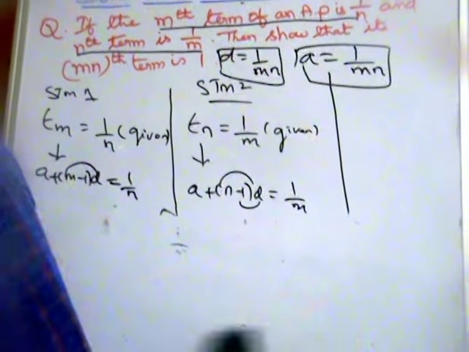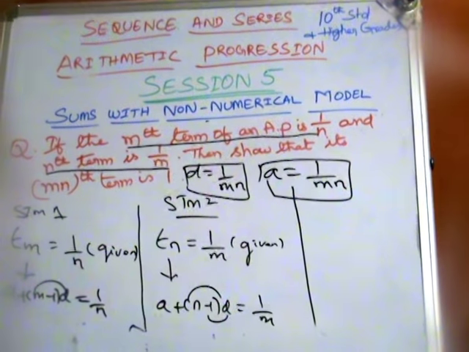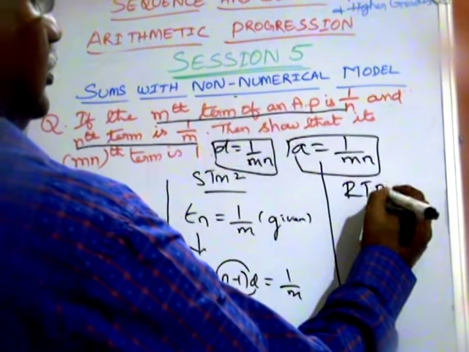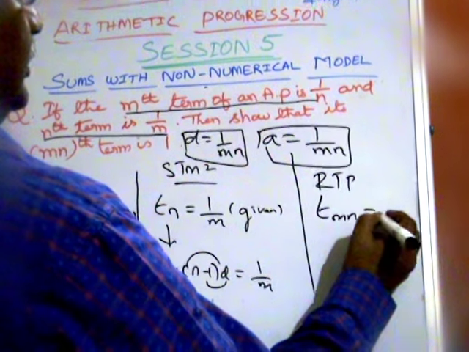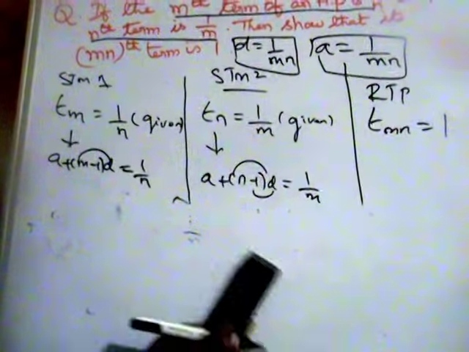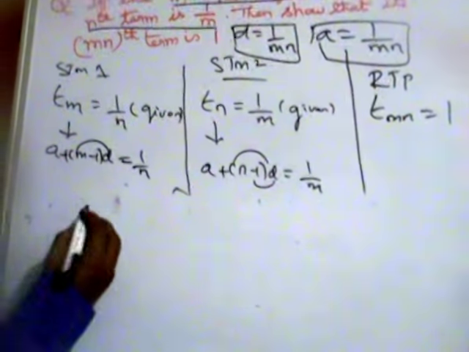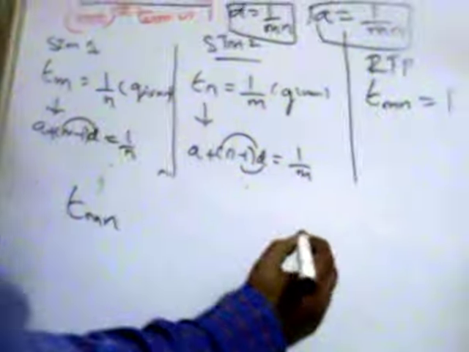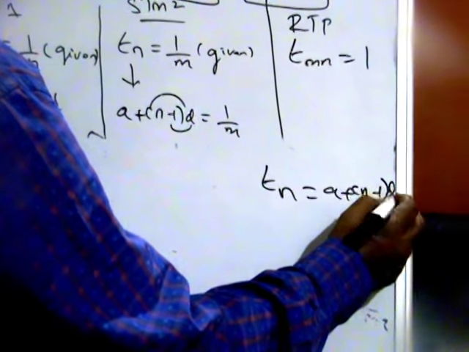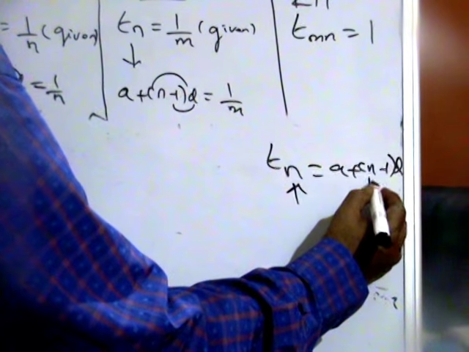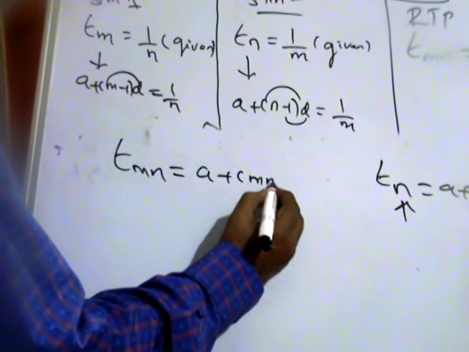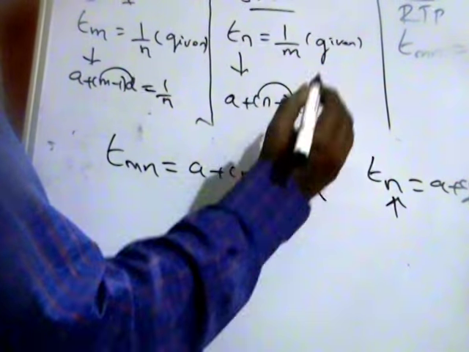Now we have to show that. Show that means we have to prove that mn term is 1. So required to prove is the mn term is equal to 1. Now term mn is nothing but, look here, again I repeat, term n equal to a plus n minus 1 into d. Wherever n comes you must put mn. Term mn is a plus mn minus 1 into d.